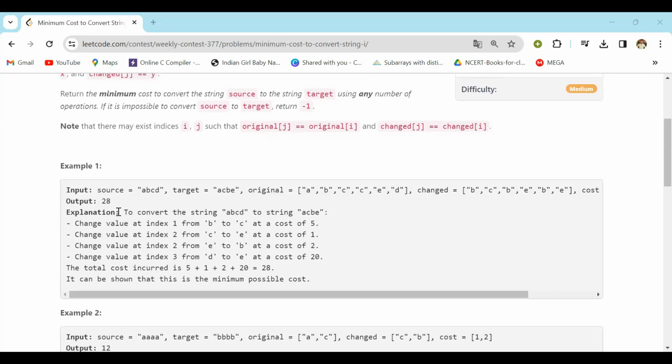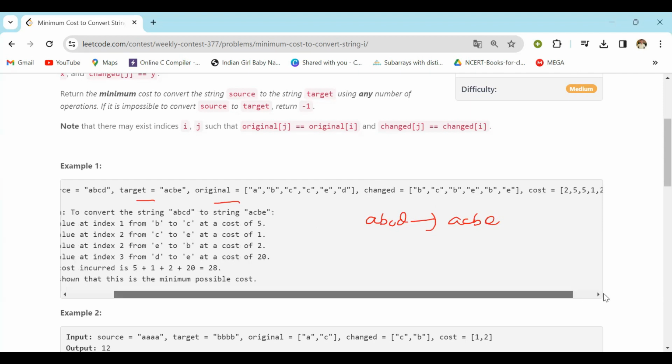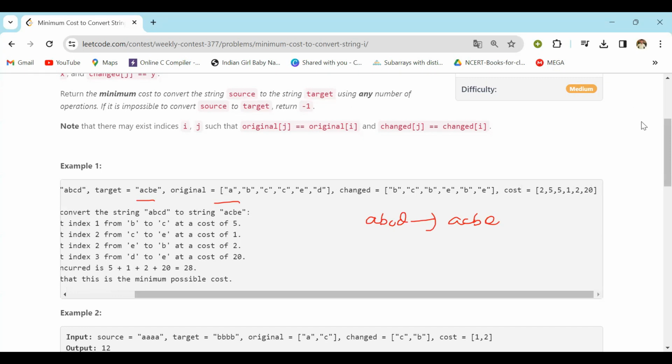Okay, fine. So basically the question says we have a string source ABCD. Now we want to find a string ACBE, correct? Now these are the changing criteria. That means, from what I understood here, if we change A to B, our cost is 2 rupees.